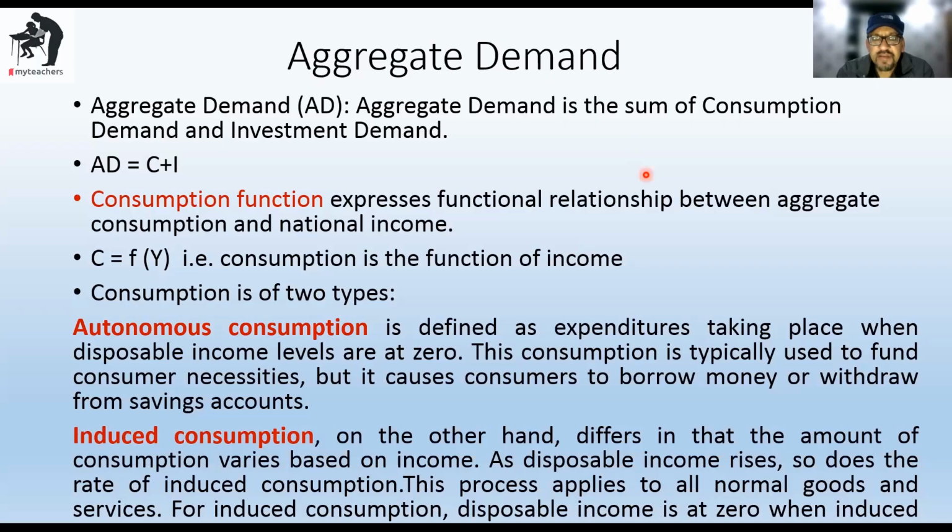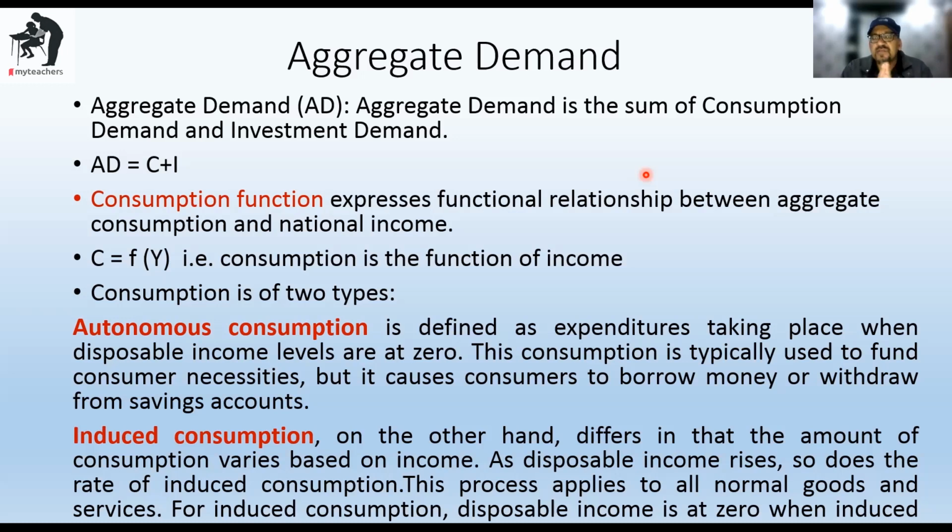Today we are discussing the aggregate demand function in the economy. This is part of the determination of the equilibrium level in the economy. Aggregate demand in an economy is the sum of consumption demand and investment demand. So we represent it as AD equals C plus I, C for consumption and I for investment. So aggregate demand is the sum of consumption demand and investment demand.